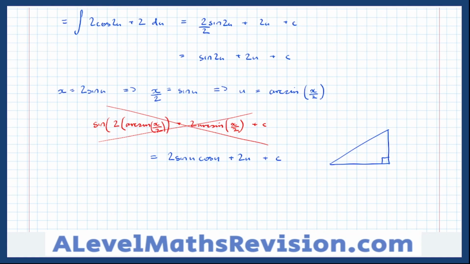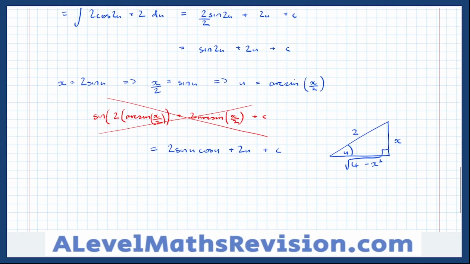Sine is opposite over hypotenuse. So sine u is x over 2, just making it clear that this is the angle here, u, that I'm talking about. So I can now find the third side here by simply using Pythagoras. That's the root of 2 squared minus x squared. And now we have enough to be able to go back into this and replace the sine u and the cos u with expressions in just x, not involving further trig functions.